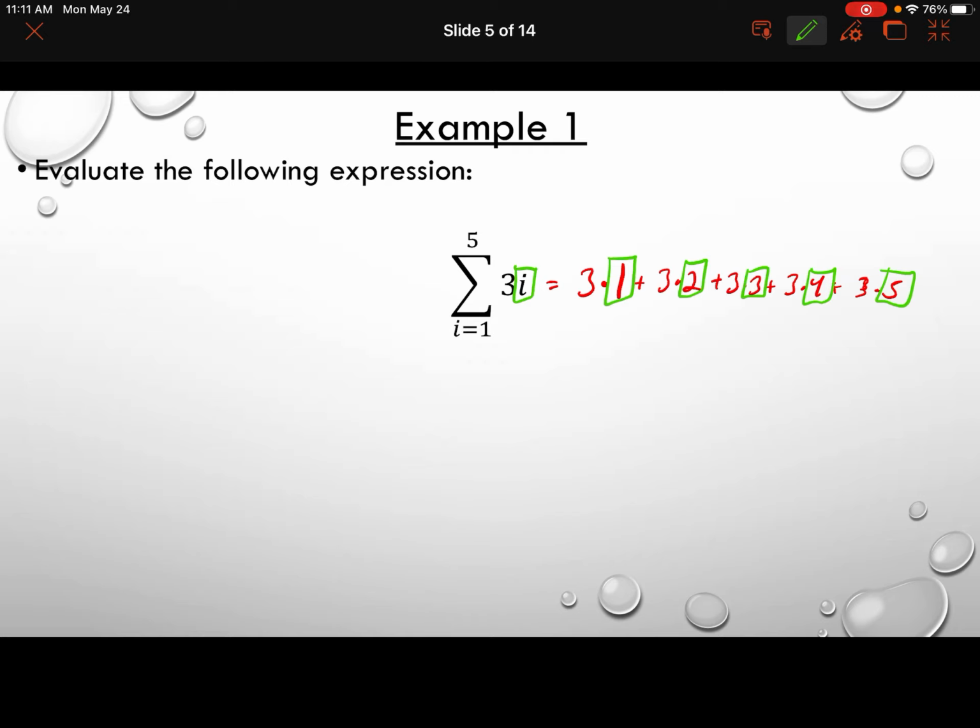And that's it. Now we just quickly calculate our final answer. So we got 3, then 6, then 9, then 12, then 15. So what is that? That's 18, 30, 45. 45 would be our sum.